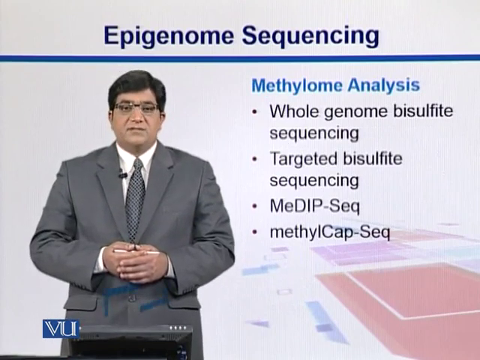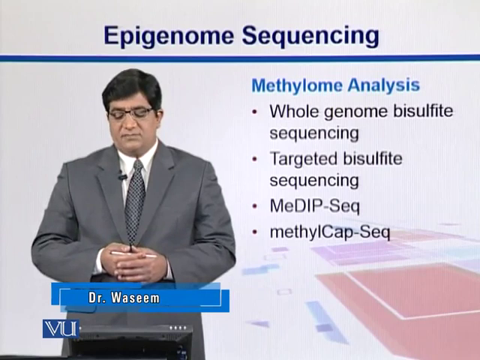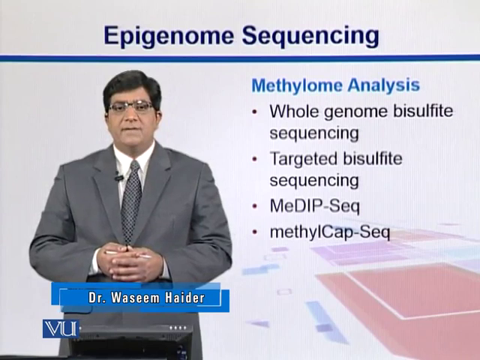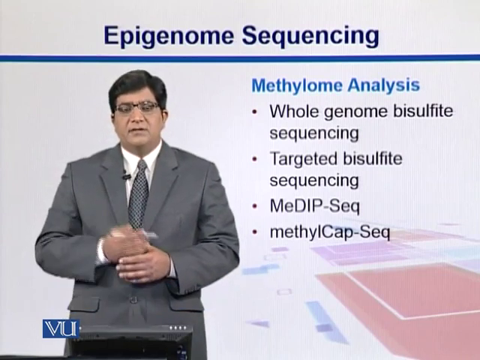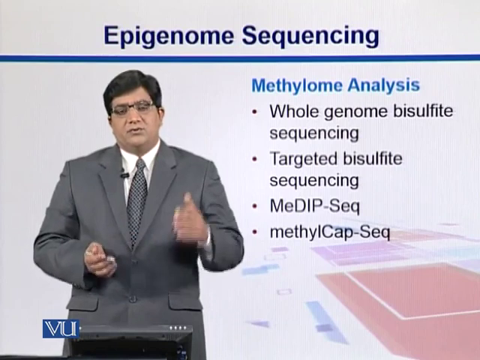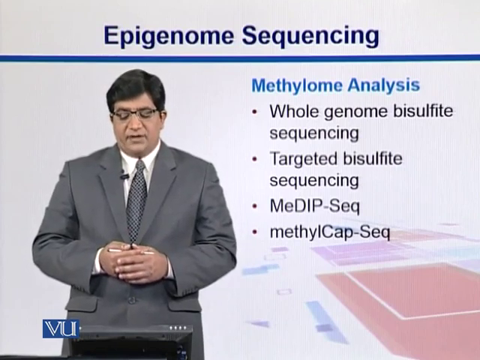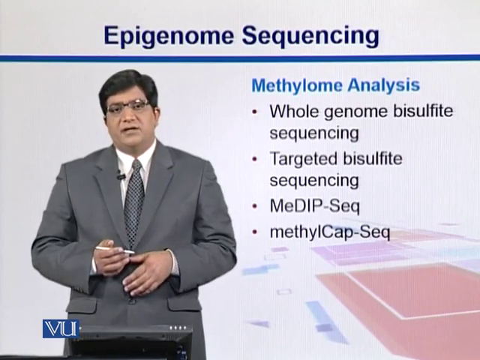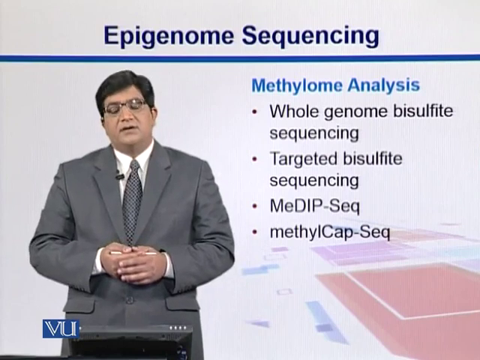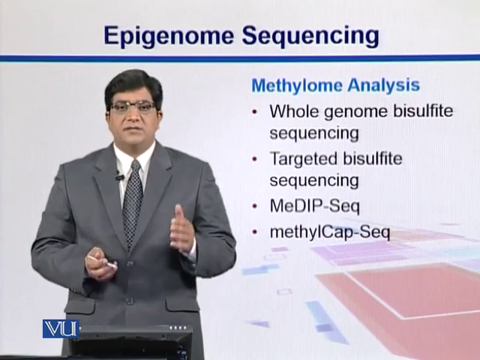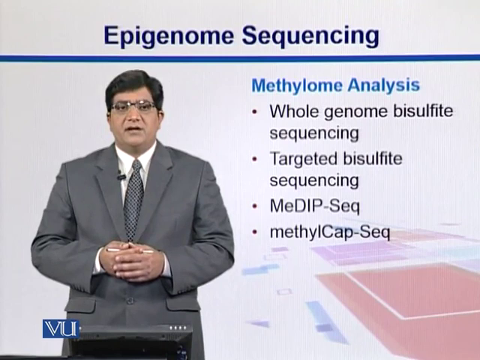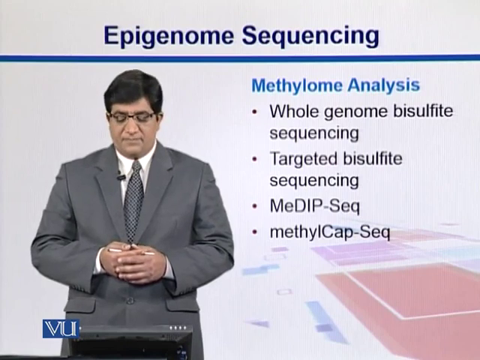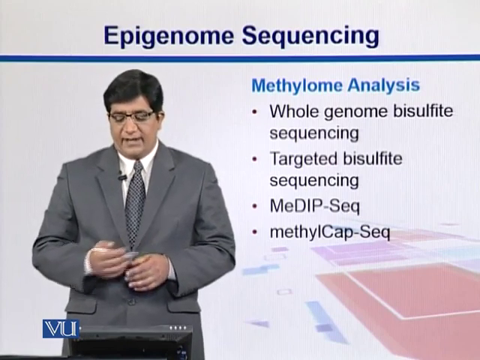The analysis of these methylation patterns, we call methylome analysis. There is a technique called bisulfite conversion. We can use that on the whole genome, so we can call it whole genome bisulfite sequencing. We can target some specific regions, which we call targeted bisulfite sequencing. We can also capture this methylated DNA with a technique called MeDIP-seq, that is methylated DNA immunoprecipitation. We can also do MethylCap-seq.